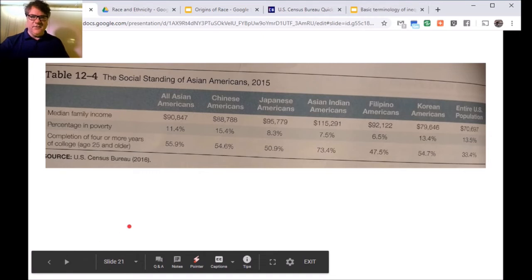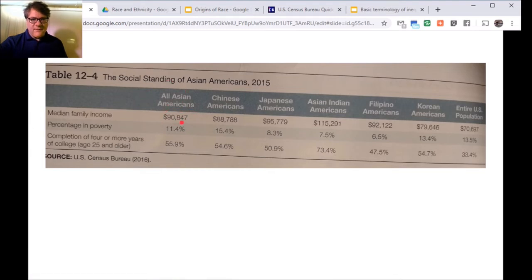So we look at Asian Americans. This might surprise you. Look at the all category, all Asian Americans in the United States. Look at that average income. That's higher than the entire U.S. population. Percent poverty is lower. Look at this number. That's almost double what it is here. And look at people from India. This number is much higher than the U.S. population. Poverty is much lower. And almost 3 out of every 4 Asian Indians in the United States, 25 and older, have 4 or more years of college. Okay.